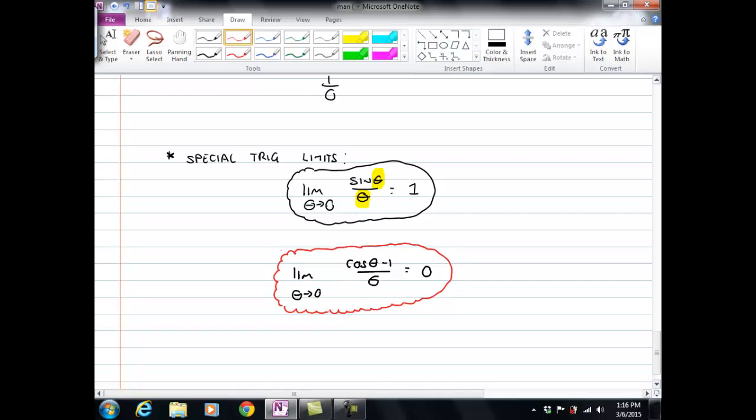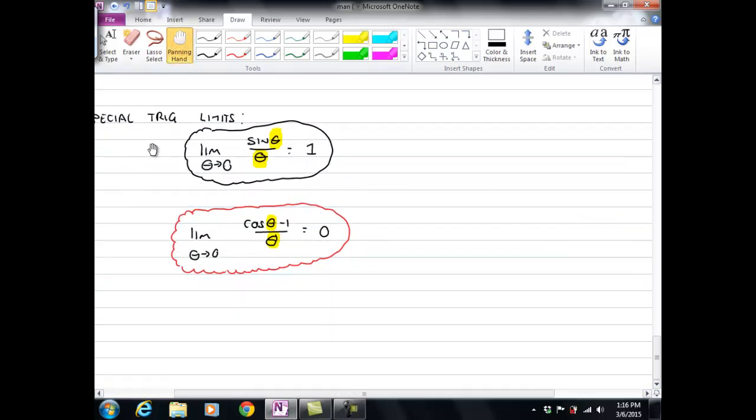So, 2 special limits. It's cos theta minus 1 over theta. And the key thing I want you to notice is this: theta has to be the exact same number. If they're different, it screws up. You can't do it. If it was different, we have to modify it and show you how. I'm going to give you an example.